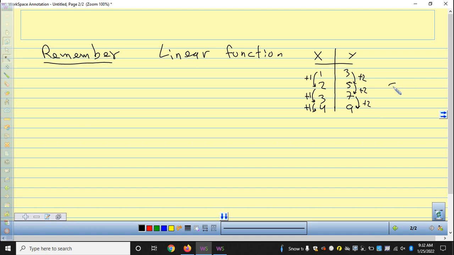And we said the slope is the y over the x. The slope is 2 over 1. It has a constant slope.